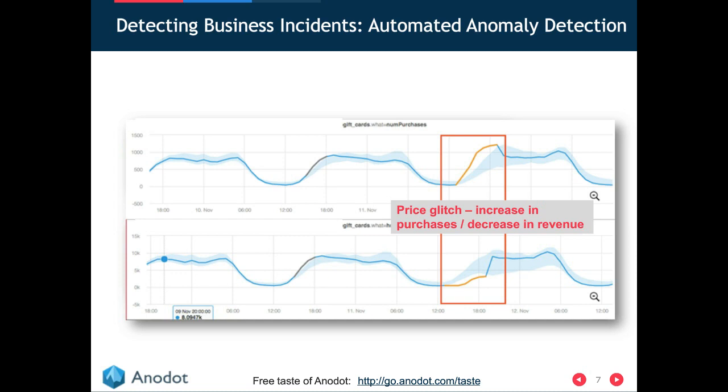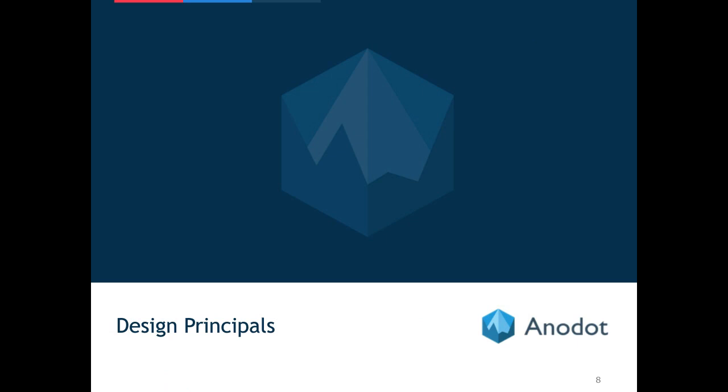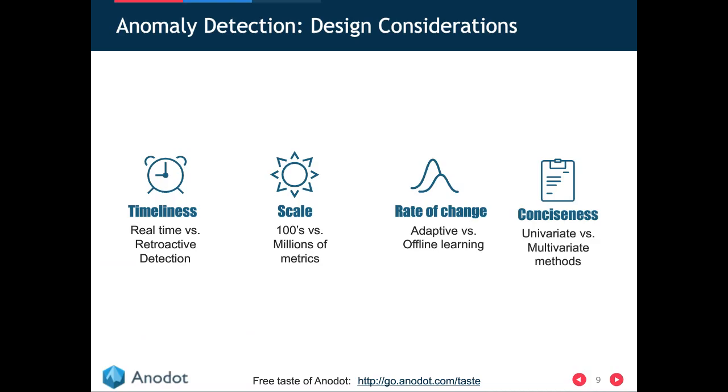So let's go into what are the key design principles when you're actually building an anomaly detection system. I'm listing here four. There are more than just four, but these are the four main ones that I believe are really important.